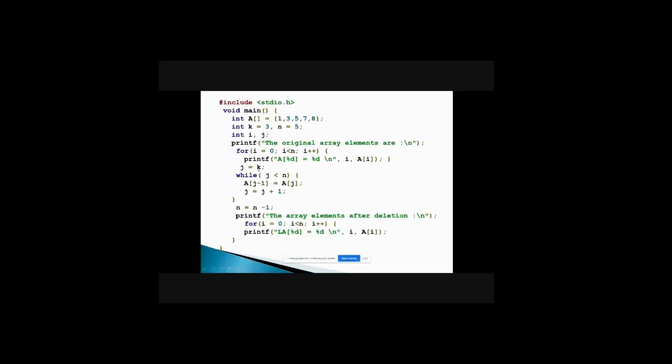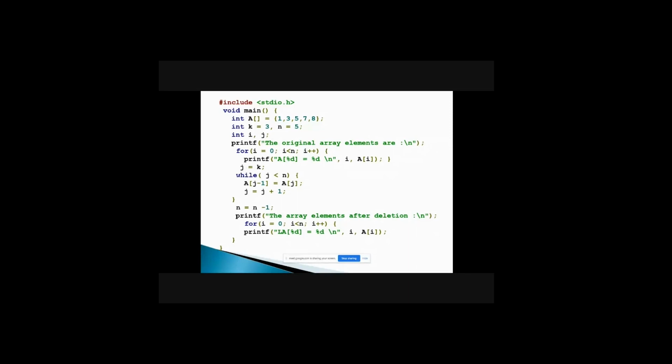Now initialize the position from where you want to delete to j. So what is your k value? 3. So 3 is assigned to j. That tells you the element you are going to delete is from the third position. So you have to shift all the elements from the third position onwards till the last position towards the left.